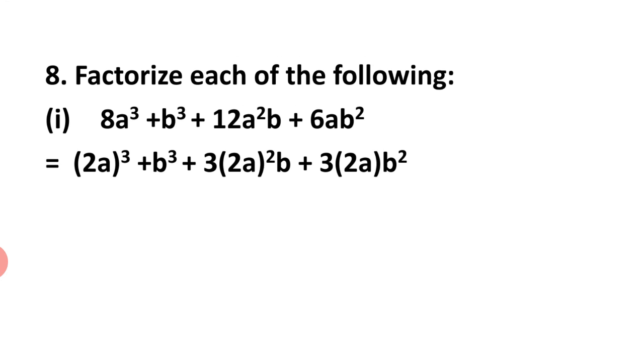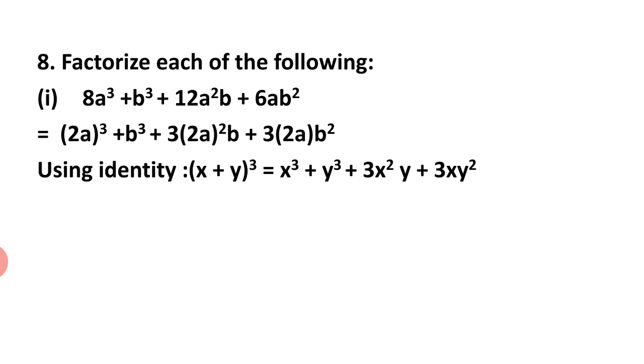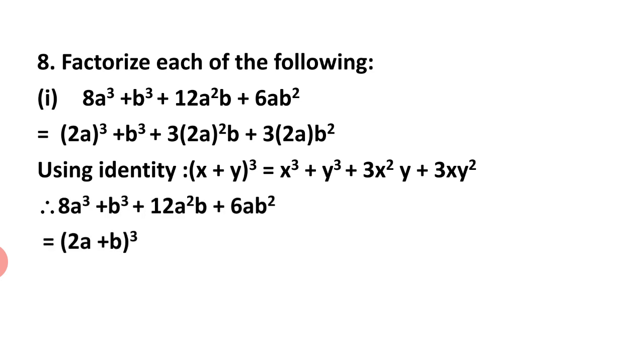x plus y whole cube. Is it clear? So using identity x plus y whole cube is equal to x cube plus y cube plus 3x square y plus 3xy square. Now we have given the right hand side and we have to get the left hand side. We write the given expression is equal to twice a plus b whole cube.